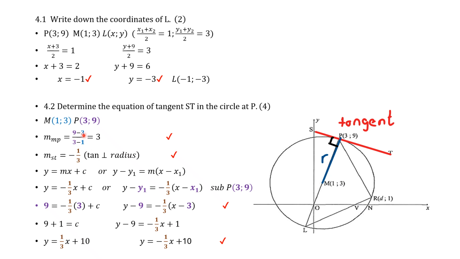9 minus 3 gives me 6. 3 minus 1 gives me 2. 6 divided by 2 would give me 3. So 1 mark for that gradient. So the gradient of ST, which is the tangent, should then be flipped around.